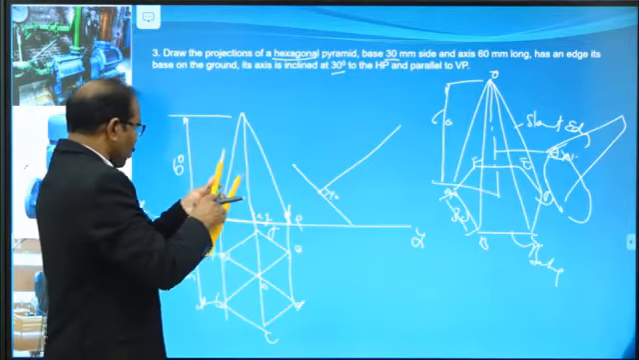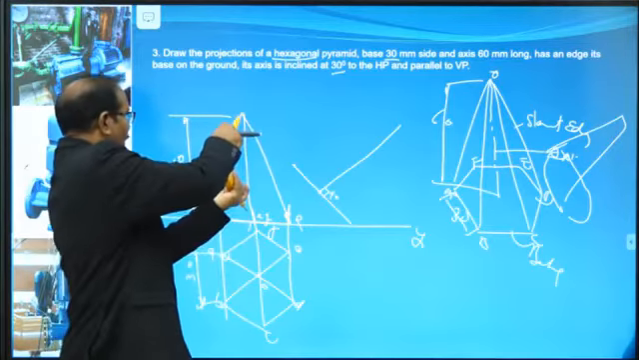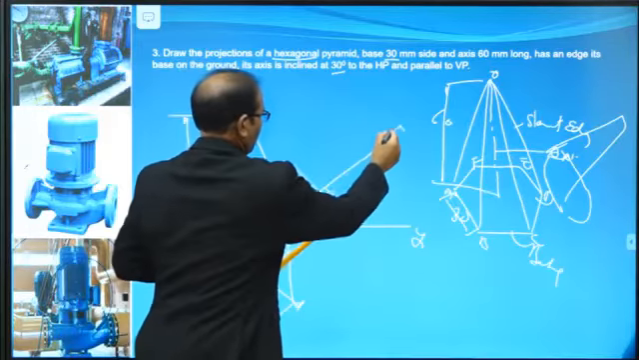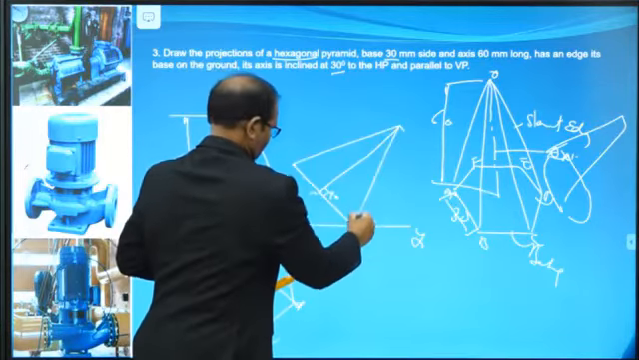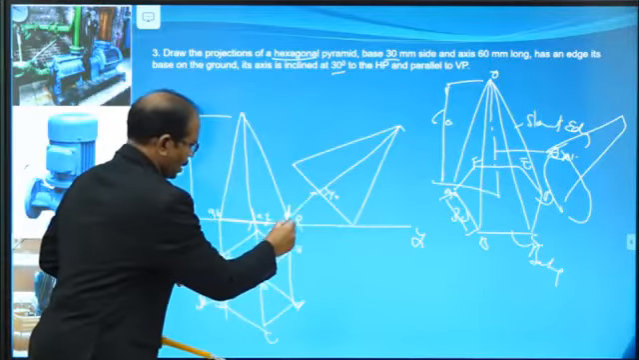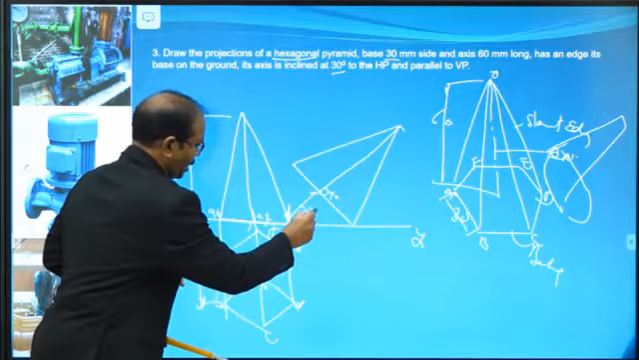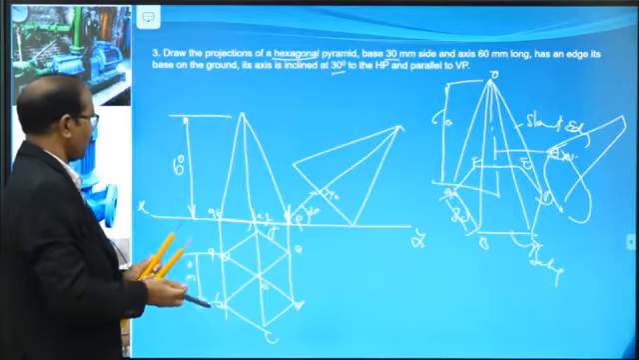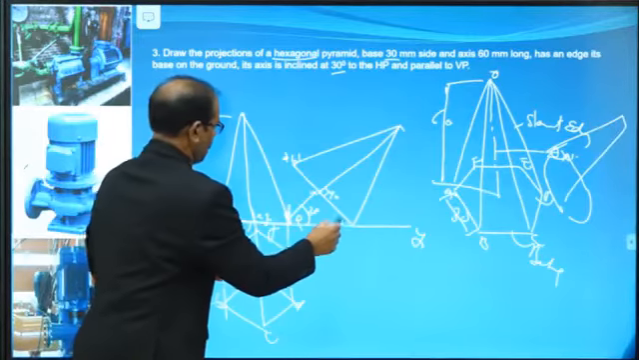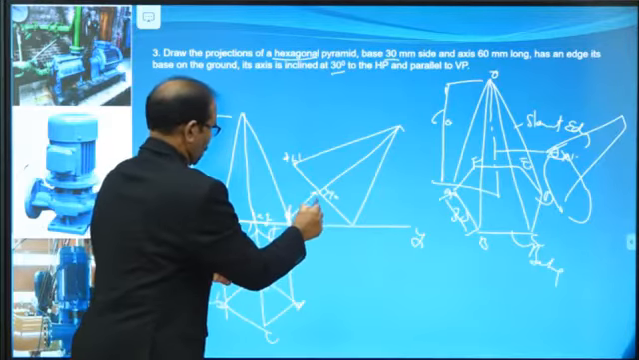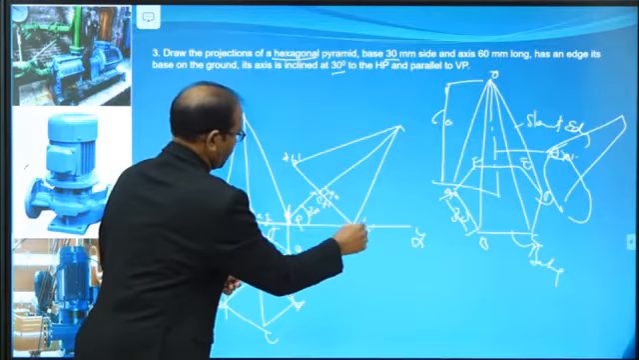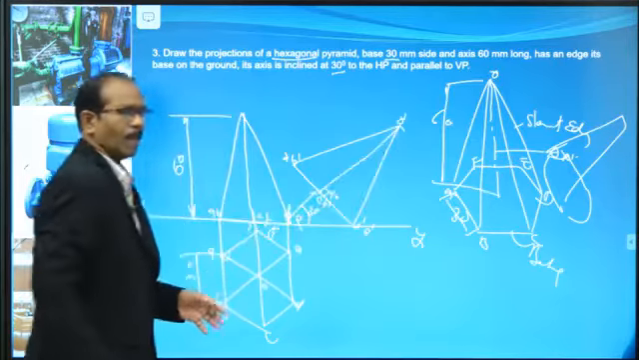Then copy this vertical height. Copy this height, then draw it. Now this is completed. Now extend, we can easily get 30 degrees. First name it A dash, B dash, C dash, F dash, D dash, E dash, O dash.